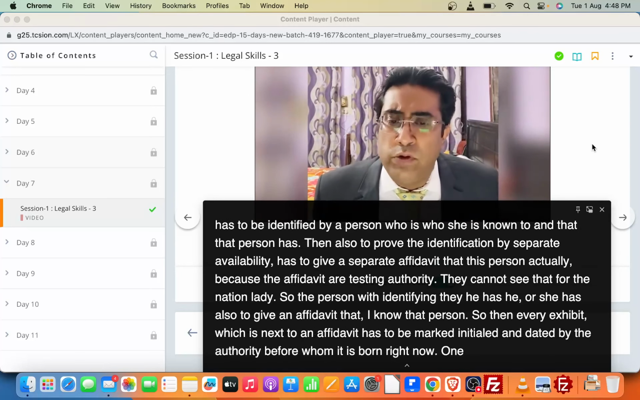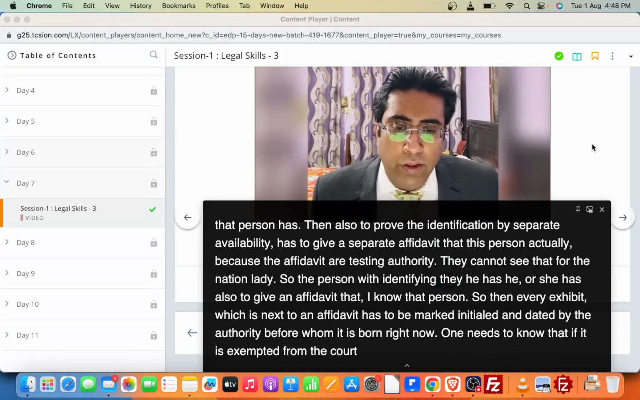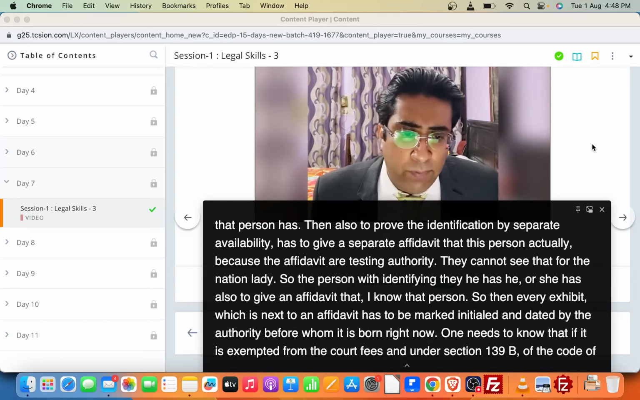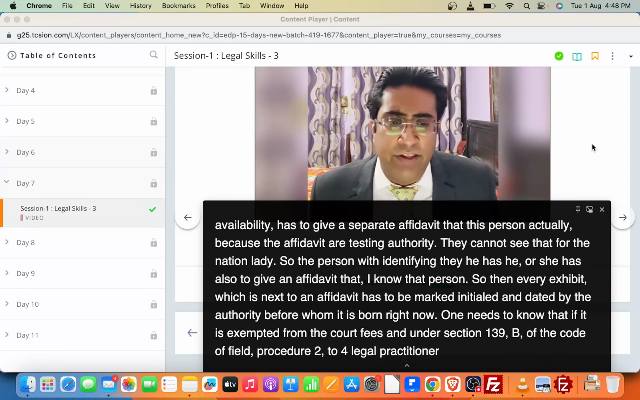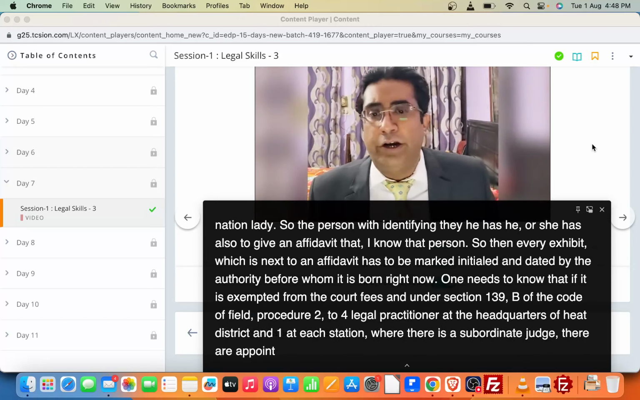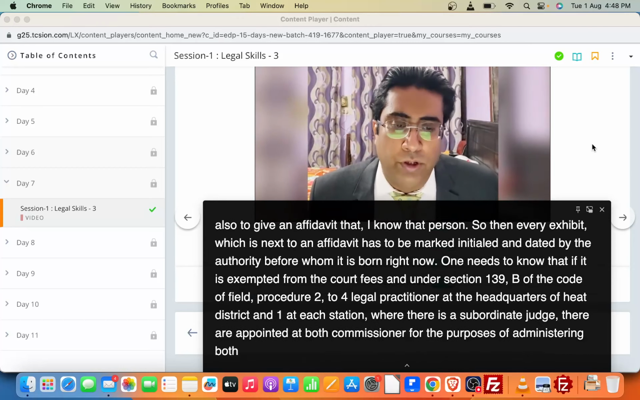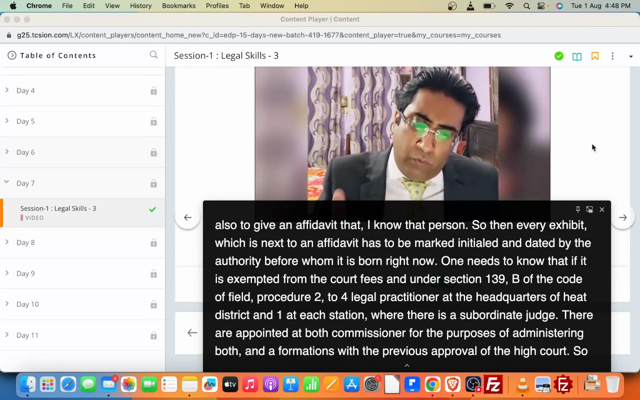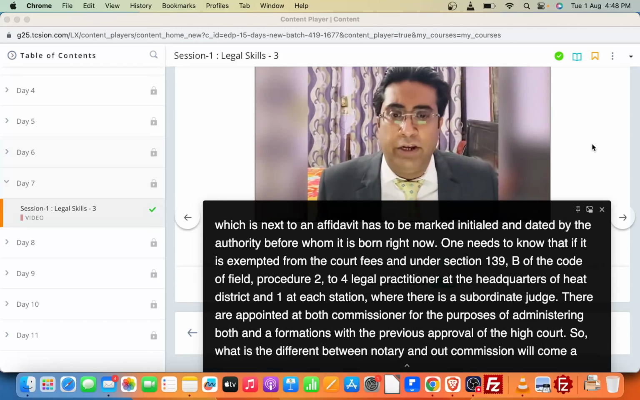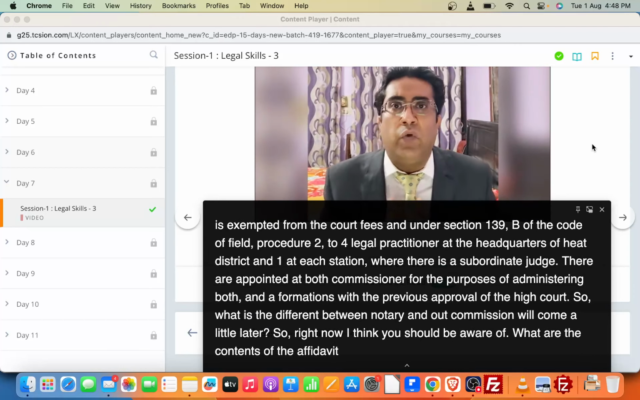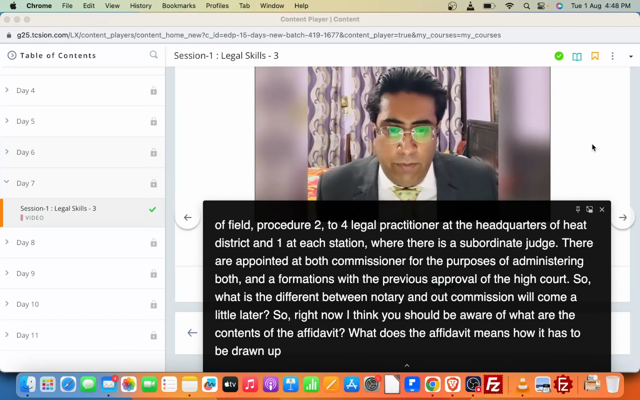Right? One needs to know that an affidavit is exempted from the court fees. And under section 139B of the Code of Civil Procedure, 2 to 4 legal practitioners at the headquarters of each district and 1 at each station where there is a subordinate judge are appointed as oath commissioners for the purposes of administering oath and affirmations with the previous approval of the High Court. The difference between notary and oath commissioner will come a little later. Right now, you should be aware of what the contents of the affidavit are, what the affidavit means, and how it has to be drawn up, right?